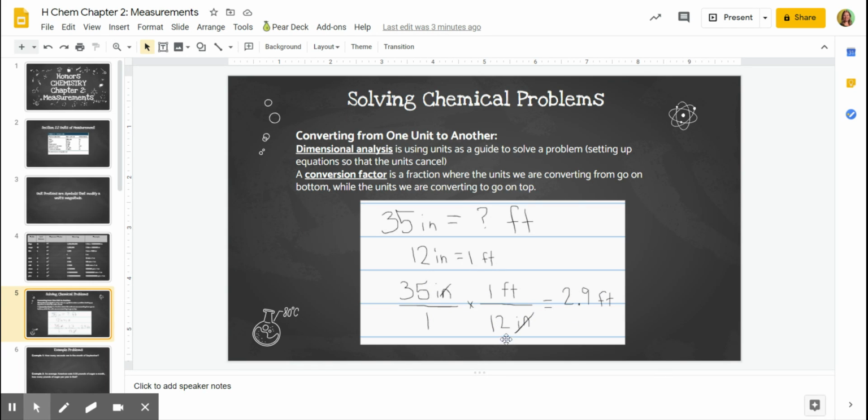The inches and the inches cancel. So anything you have on the top of the fraction and the bottom that's the same will cancel out, and we're left with feet. And then we want to think, does our answer make sense? Well, 3 feet is 36 inches. So if we have 35 inches, that's almost 3 feet. And so our answer of 2.9 definitely makes sense.